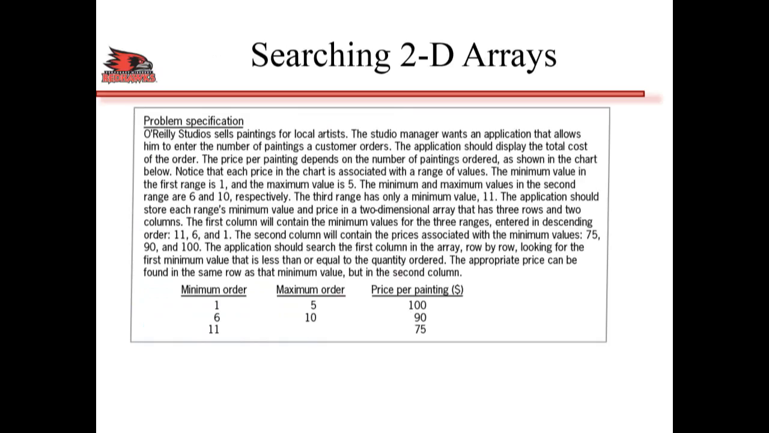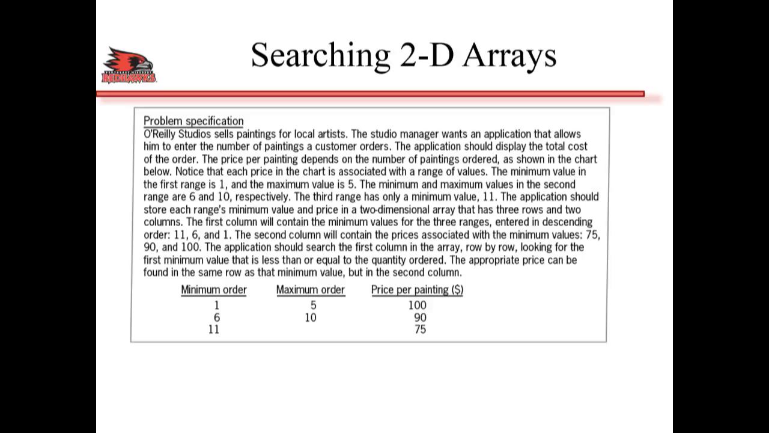Finally, if you want to search for something in an array, this is an example of how to do that. So we have a studio manager who wants an application which will calculate the total price of an order consisting of one or more paintings. The price per painting depends on the number of paintings ordered. If it's between 1 and 5, it's $100. If it's between 6 and 10, it's $90. If it's greater than or equal to 11, then it's $75.